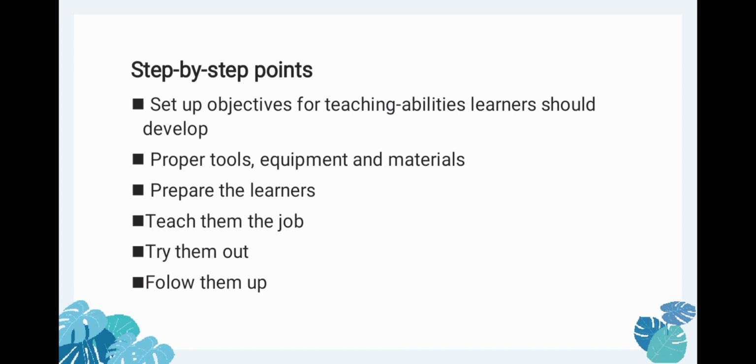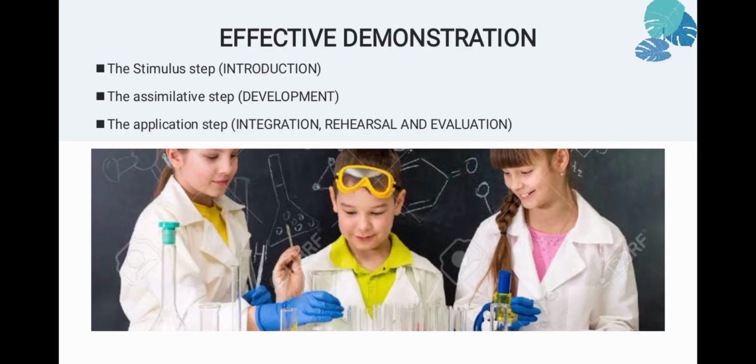So set up, firstly, you need to set up objectives for teaching abilities learners should develop. Next, proper tools, equipments, and materials. Prepare the learners, teach them the job, try them out, follow them up, or check up on their work or outputs. So for the effective demonstration, firstly, we need to do the stimulus step or the introduction step. The next one is the assimilative step or the developmental step. And then lastly, the application step or the integration, rehearsal, and evaluation. So they must perform and then they evaluate their work.